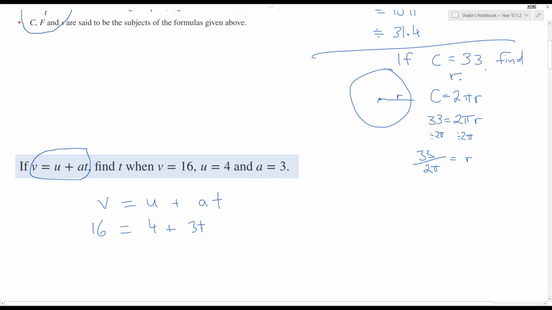Now you have to solve that equation, and that's just building on what we've been doing in the past couple of exercises. You subtract 4 on both sides, and you're left with 3t is equal to 16 minus 4, which is 12. Then you divide both sides by 3, and you get t equals 4, and you're done.